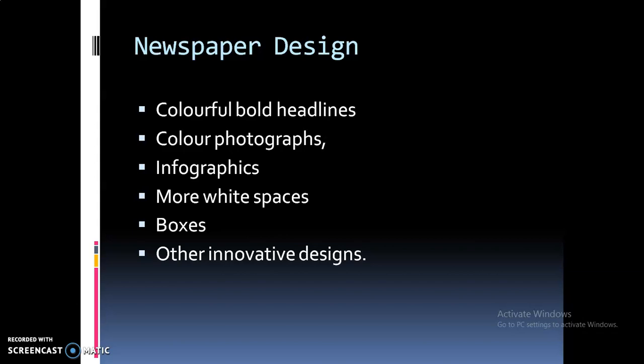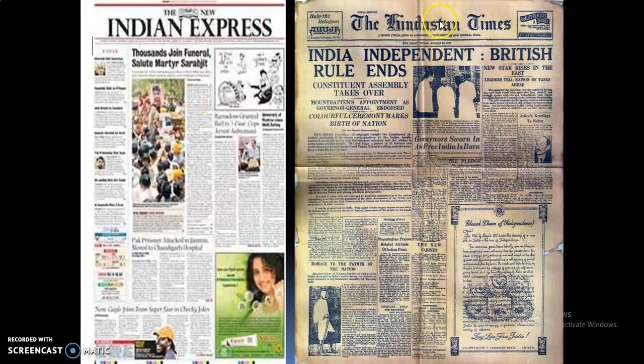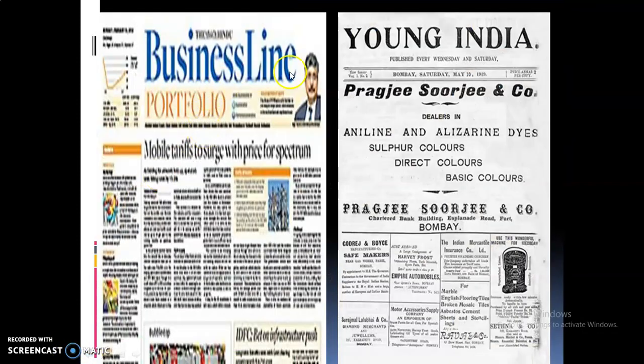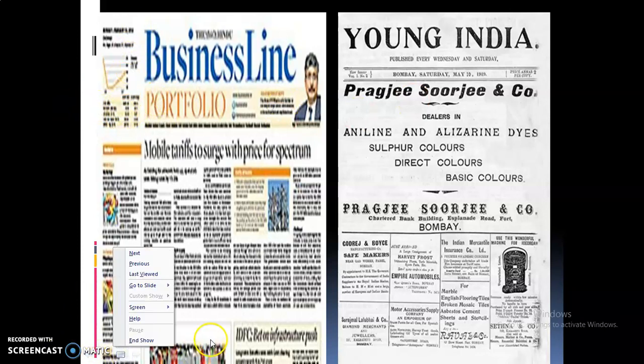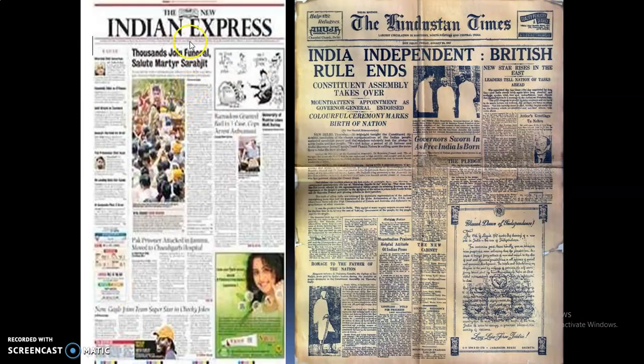Like the nameplates. This is the nameplate of any newspaper: Indian Express, the Hindustan Times, Business Line or Young India. So the nameplates are almost always at the top of the front page. Okay, so this is the traditional design. If you see nameplates in any newspaper, they are always at the top of the front page, sometimes flanked by small boxes called ears. So these are the small boxes called ears, E-A-R-S.